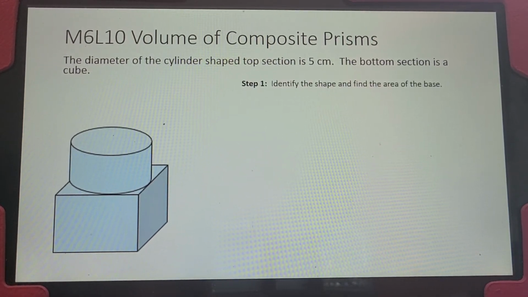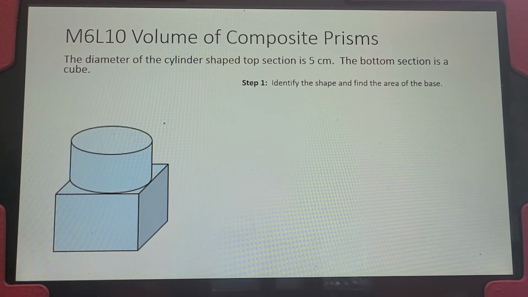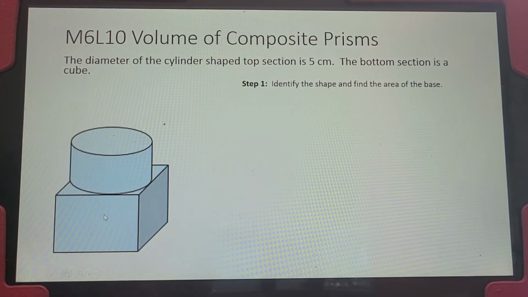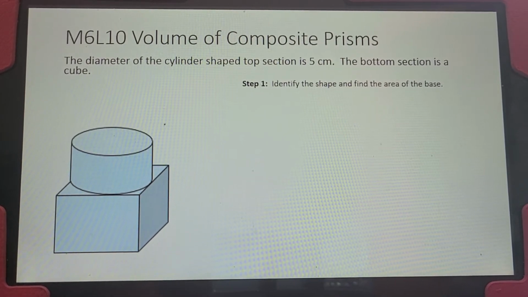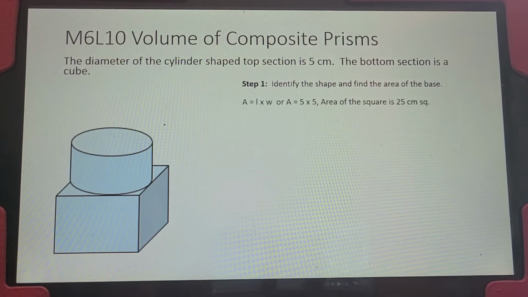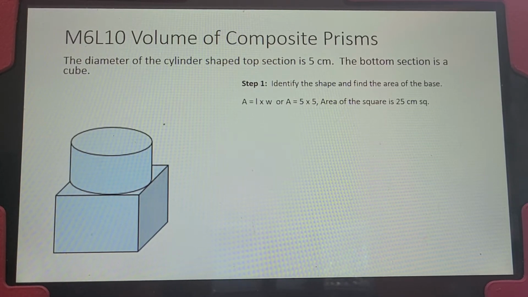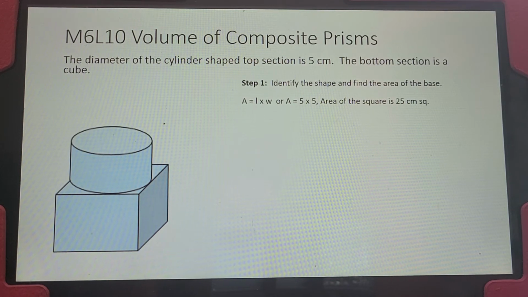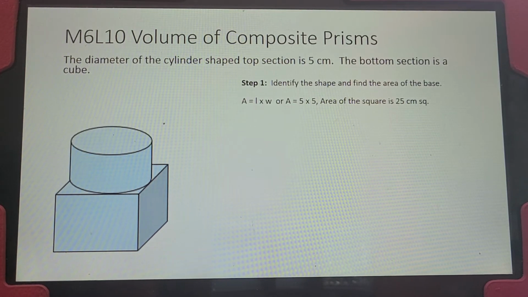First thing we're going to do is identify the shape and find the area of the base. Well, we're going to start with our cube down here. So we know it's a cube, which means that our area is a square. So we're going to multiply our length times our width. Now, since the diameter is 5, and we know that our length is 5, and we know that cubes have all the same sides, it means we're multiplying length and width, which is also just 5 times 5 in this situation. So the area of the square base is 25 centimeters squared.